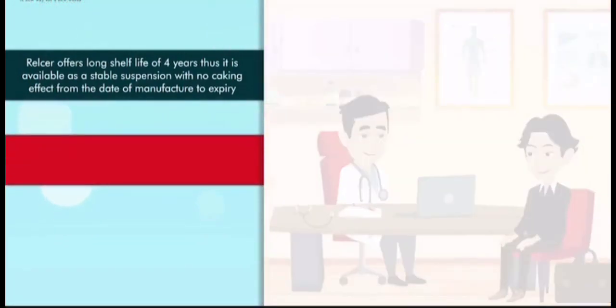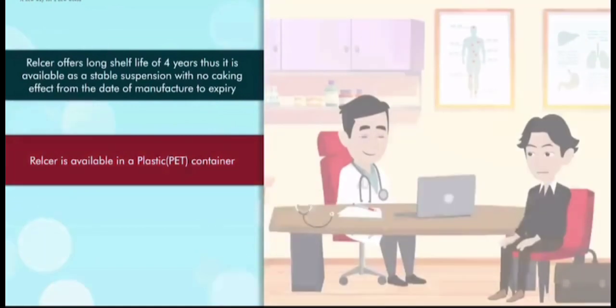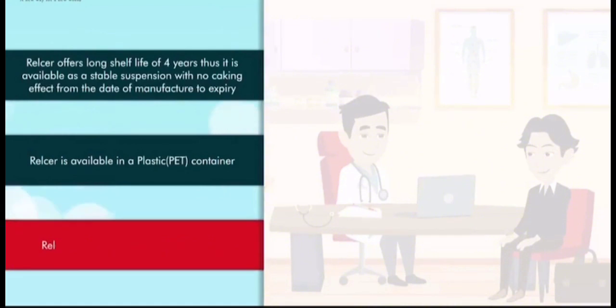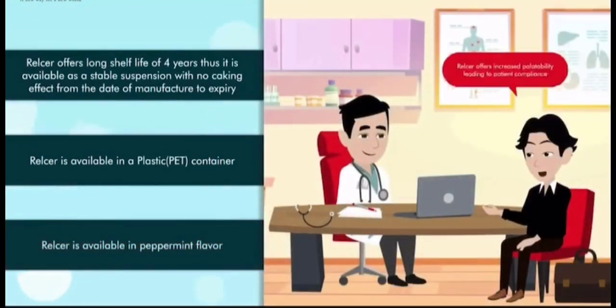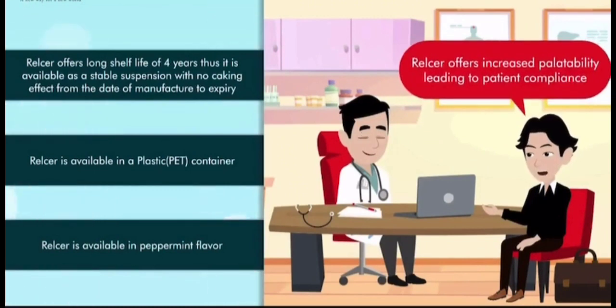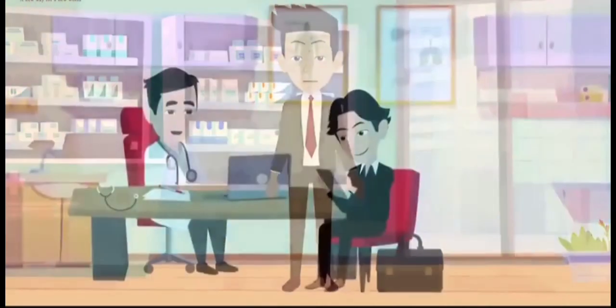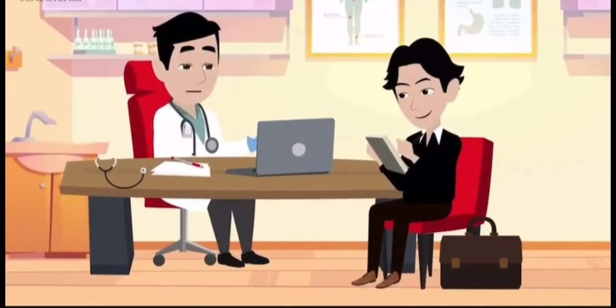Feature 2. Relcer is available in a plastic PET container. Benefit 2. There is no risk of breakage during storage and travel, leading to patients' peace of mind. Feature 3. Relcer is available in peppermint flavor. Benefit 3. Relcer offers increased palatability, leading to patient compliance. Now that you have a better understanding based on the skill steps, try writing down the value statements for your customers from the earlier feature benefit list.